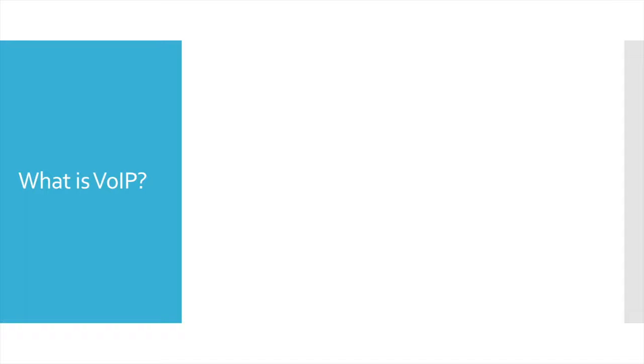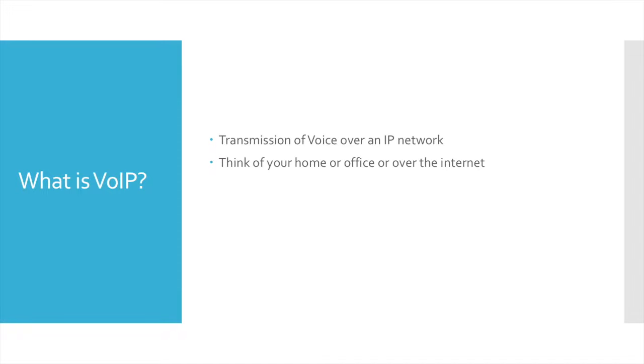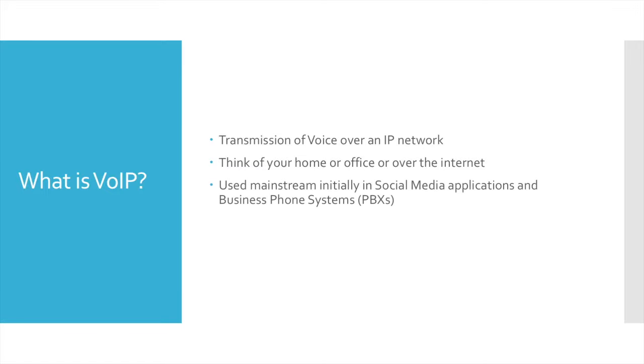What is VoIP? VoIP simply means Voice over Internet Protocol. In simple terms, it is the transmission of voice over an IP or data network. This can be a private network such as your home or office, or across a large network such as the general Internet. VoIP has been around for a while and was initially used en masse in messaging and social network applications and internal company phone systems, also known as a PBX.